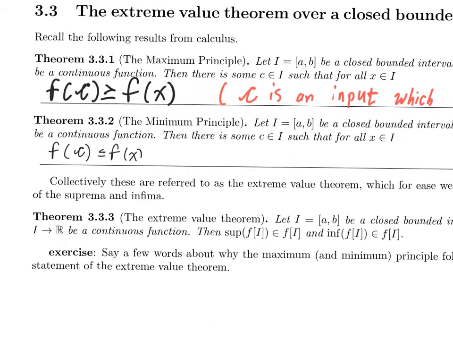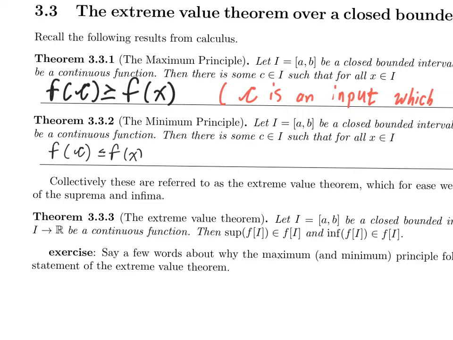And let's look at the order of the quantifiers. In each of these, there is some c so that for all x, so it's the same c for every x. This c does not depend on your choice of x. There's a single c for which f of c is less than or equal to every f of x.